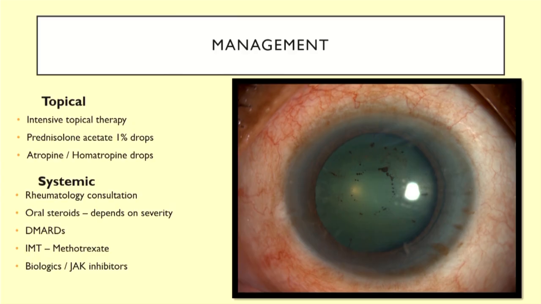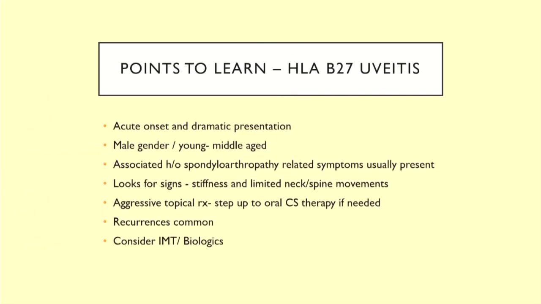Systemic investigation or systemic consultation is important, and have a rheumatologist see the patient and add treatment like oral steroids, immunosuppressives, biologics, and even JAK inhibitors depending on the severity of the disease. So points to learn: acute onset, dramatic presentation, young to middle-aged males, associated history of spondyloarthropathy.